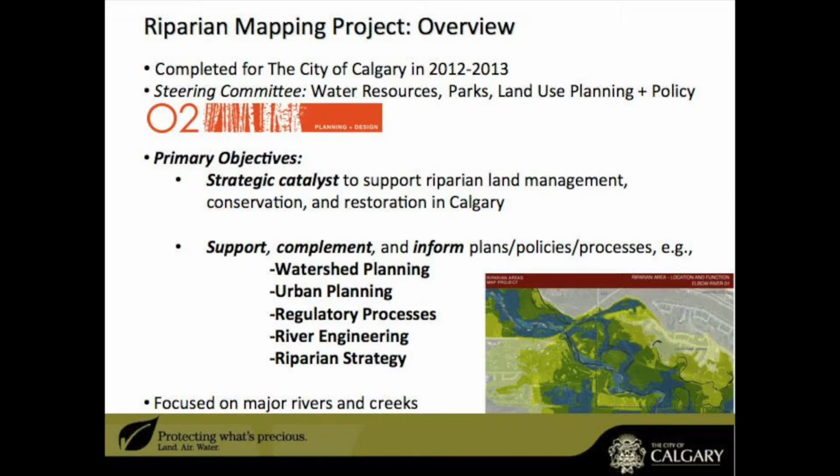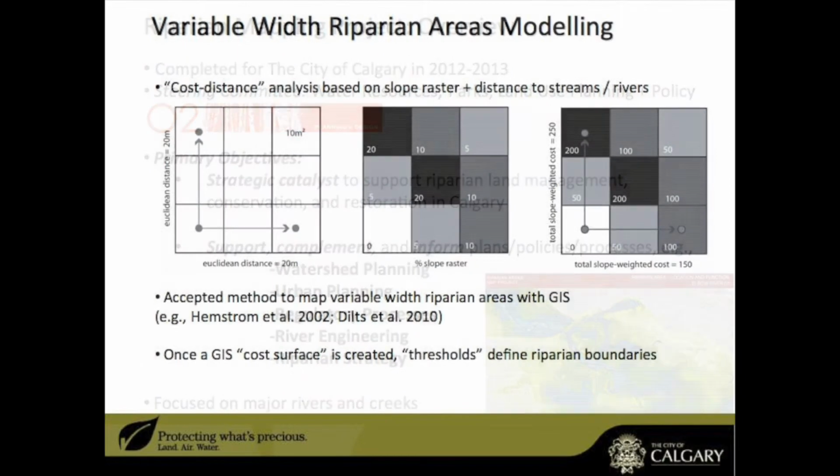The primary objectives of this project were to create a strategic catalyst that will support riparian land management, conservation, and restoration, to provide a vision of that over the long term. And also to support, complement, and inform a range of plans, policies, and processes, including watershed planning, urban planning, regulatory processes, river engineering, and the riparian strategy, which was developed by the city concurrently.